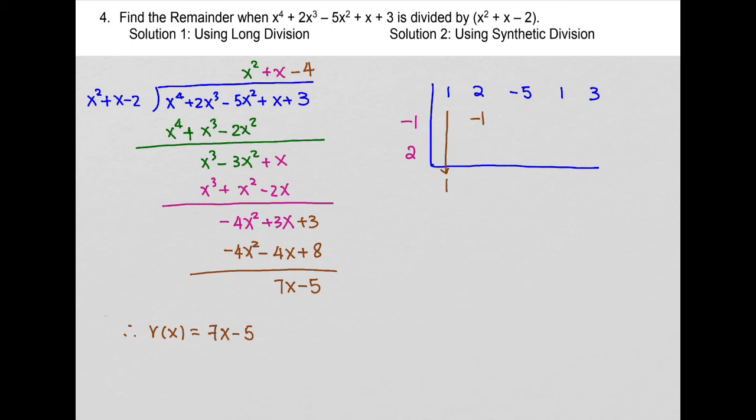But this time, that's 1 degree lower, so we have to push 1 space to the right. Then we're going to add those two numbers up. 2 plus negative 1 will become a 1. And then we do the same thing. 1 times negative 1 and 1 times 2. So we're going to get negative 1 and 2. And now we're going to add those three numbers up. So negative 5 plus negative 1 plus 2 will be negative 4.